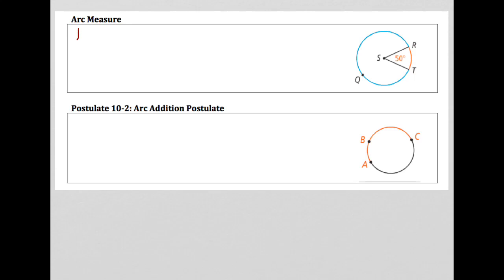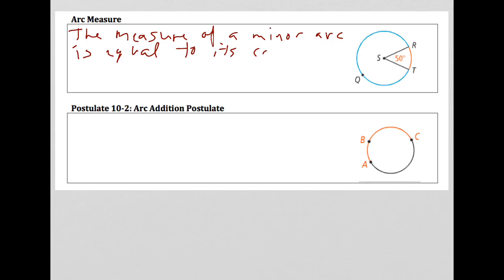So the measure of a minor arc, so an arc that is less than a semicircle, is equal to its corresponding central angle.